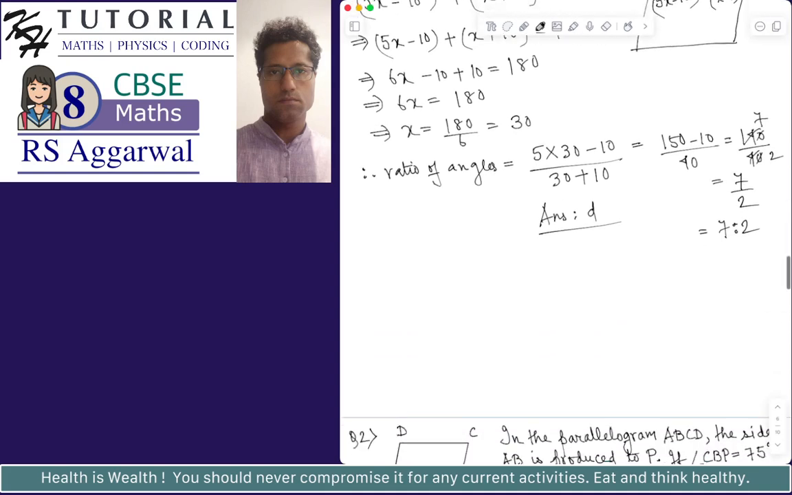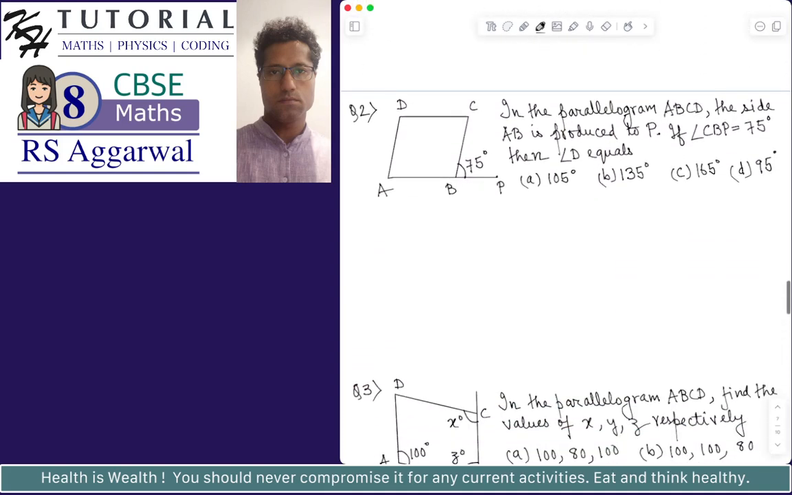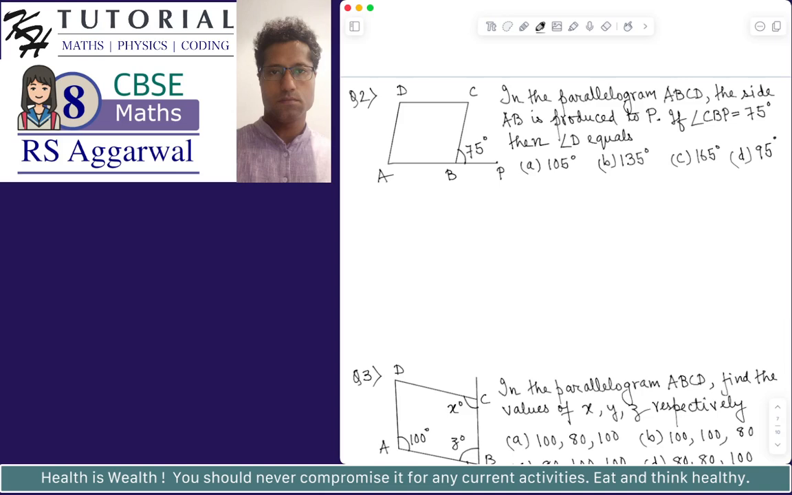Okay. Problem number 2. A figure is given in the parallelogram ABCD. So ABCD is a parallelogram. The side AB is produced to P. Okay, the side AB has been produced to point P. If angle CBP is 75 degree, then we have to find angle D. Okay, so ABCD is a parallelogram.